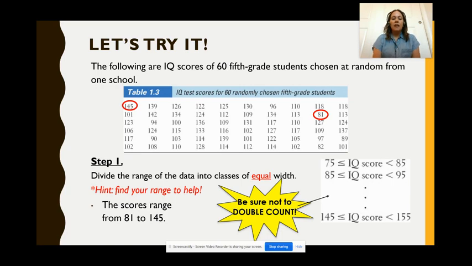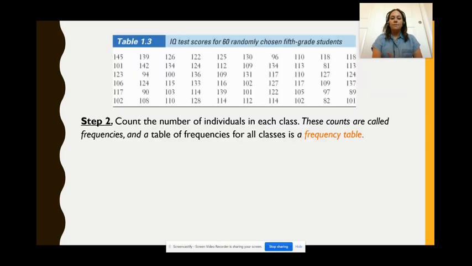Here's one thing you've got to be careful about. Don't double count any data values. For example, 85: you want to make sure you're very clear as to which class a data value that falls on the cusp of two would fall in. I like using inequalities so I can be consistent as to which side I include.